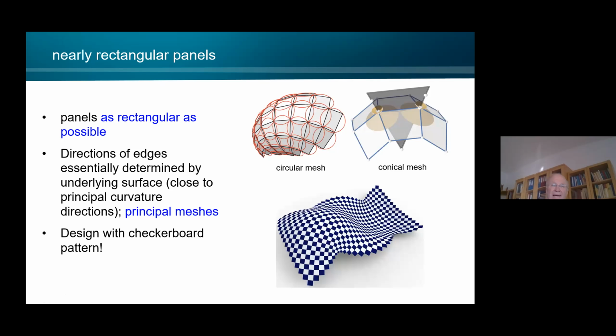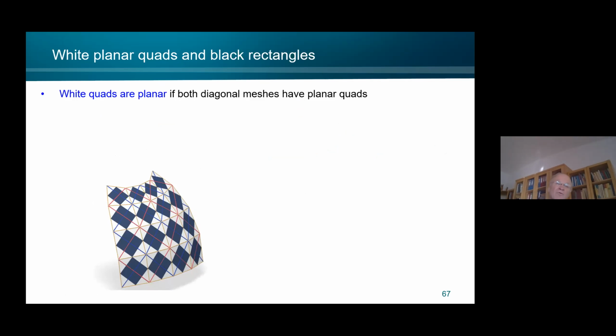However, when we look at the checkerboard pattern, it is completely obvious, as we will see in a moment. So at first, we would like to make sure that our checkerboard pattern does not only have planar dark faces like these parallelograms, but also these white faces are planar. In order to get the white faces planar, we observe that a white face in this pattern is always a scaled version of a face in the diagonal mesh, right?